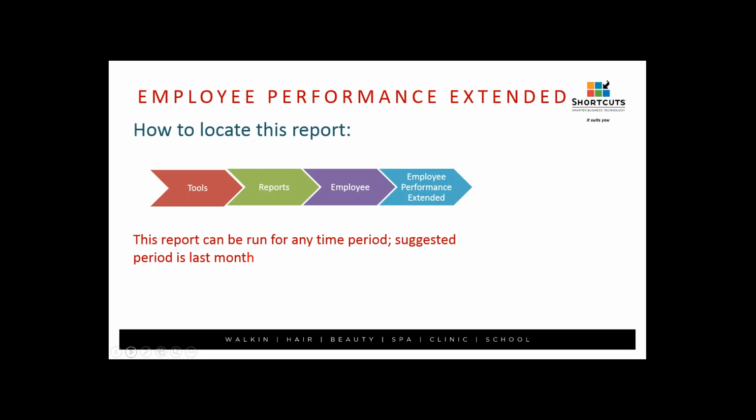As a business owner, we really need to be looking at not just what they're delivering, but if they're upselling, and what their productivity is. This report gives us everything. It can be found under Tools, into Reports, and then under Employee. This report again can be run for any time period. We suggest it's run for last year, but if you were doing a review, you might want to look at it yearly, or quarterly. As I said, it can be run for any time period, and usually you just look at it for the last month.